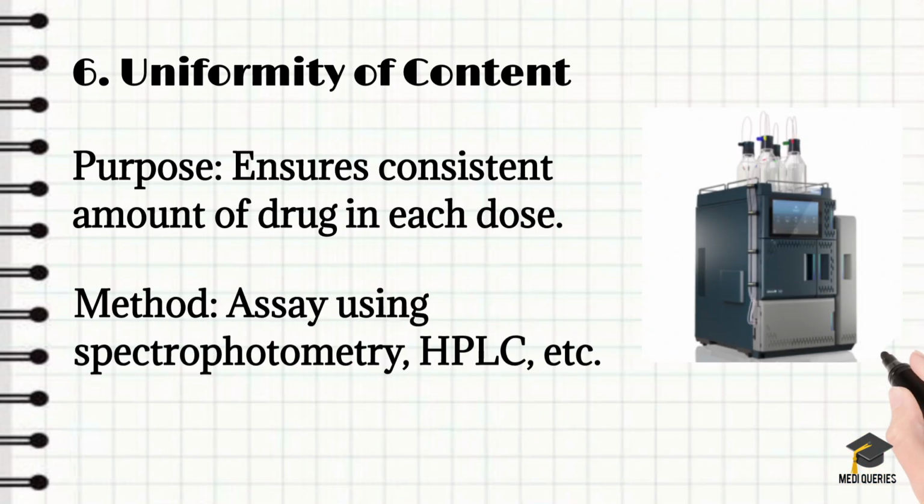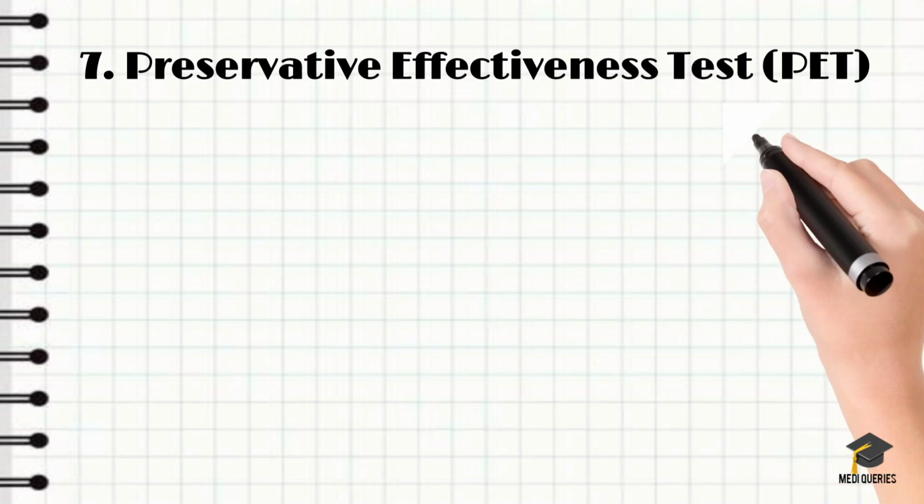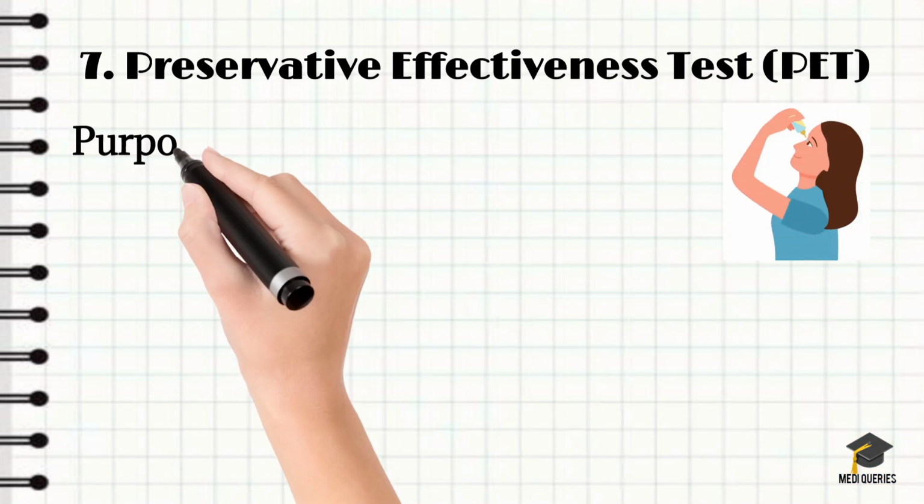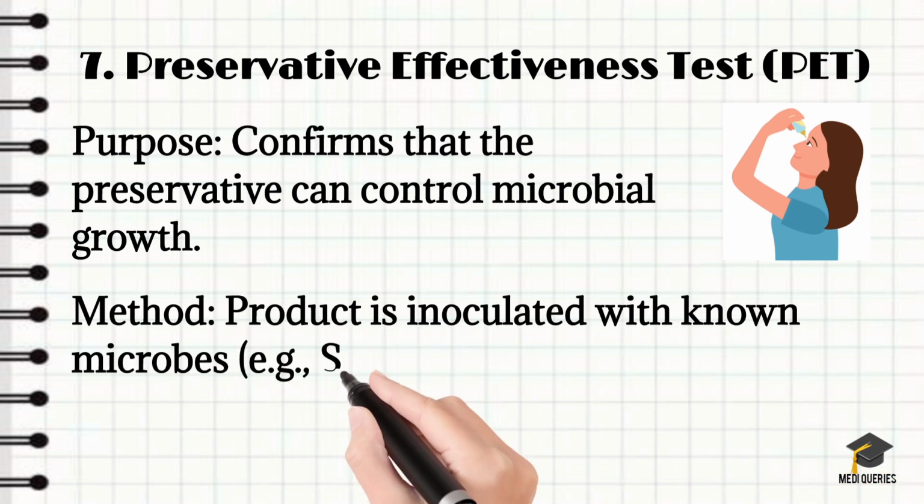So measure the actual amount of the active ingredient in the formulation. This test is conducted mainly by using UV visible spectrophotometers and HPLCs, that is high performance liquid chromatographies. This is used to ensure the correct therapeutic dose is delivered or not. Okay, and next one is the uniformity of the content.